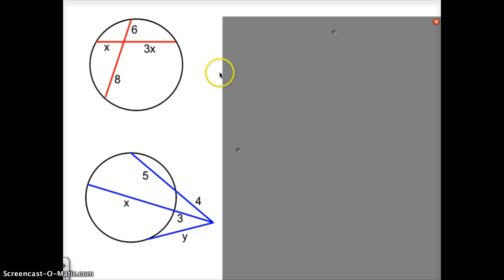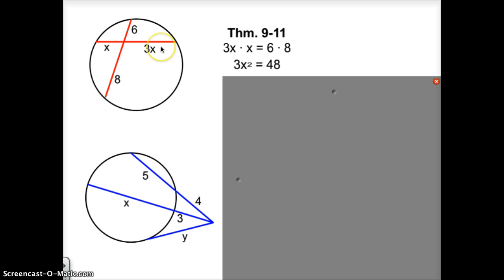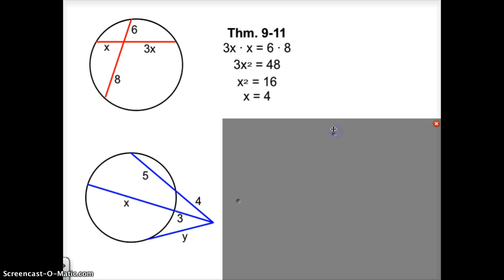If we're looking for x, the setup would be taking 8 times 6 and setting it equal to 3x times x. Solve for x by dividing and taking the square root to find that x equals 4. In this case, I'd like you to hit pause and answer the next question, solving for x and y.